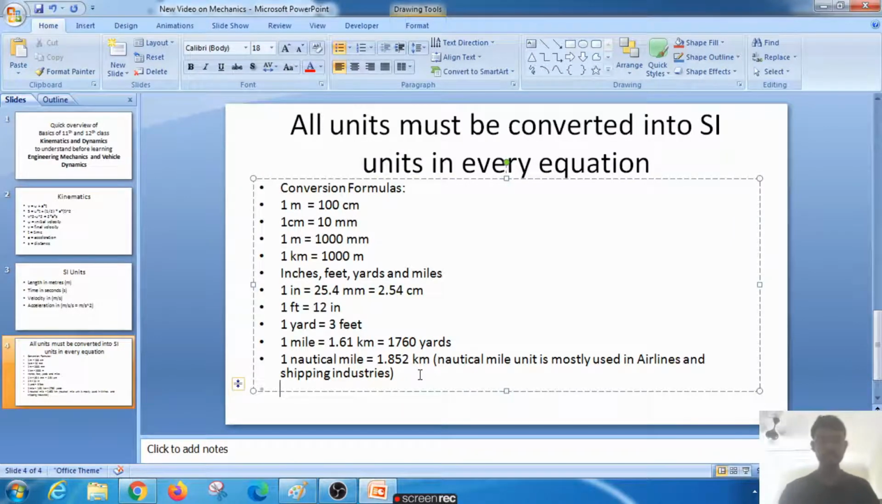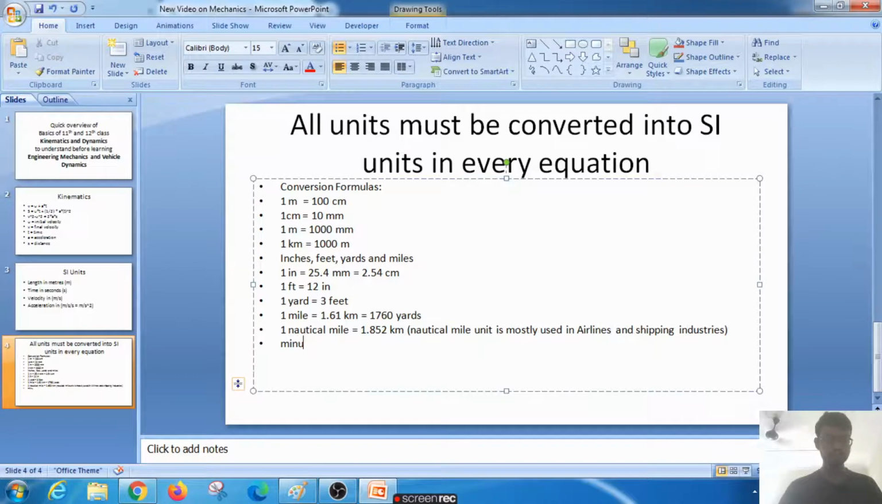Again, please don't confuse minute in terms of time and minute in angles. Both are different, right? So generally 60 seconds is equal to 1 minute and 60 minutes is equal to 1 hour. That is the conversion in terms of time. Whereas when you are measuring angles, there will be 60 minutes in 1 degree and 60 seconds in 1 minute. That is in terms of angle also.